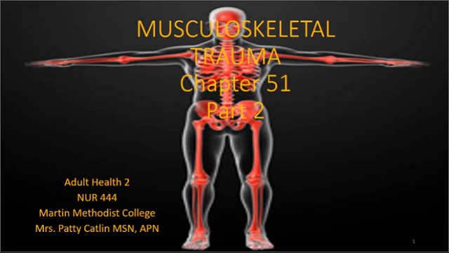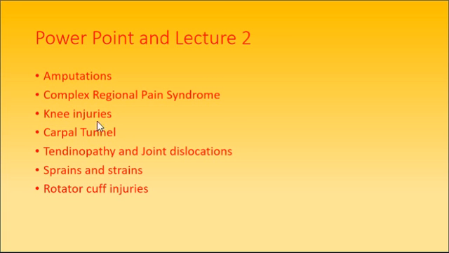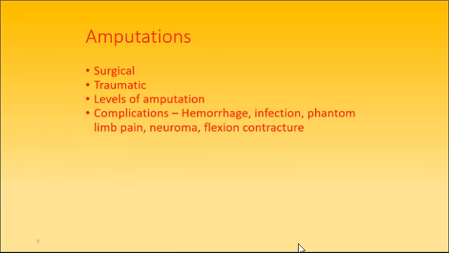Now we're going to finish up the second part of Chapter 51. This part is going to cover amputations, complex regional pain syndrome, knee injuries, carpal tunnel, tendinopathy and joint dislocations, sprains and strains, rotator cuff injury, and most of this should sound familiar from in the past. So let's just start with amputations. It begins on the very bottom of 1069 into 1070.